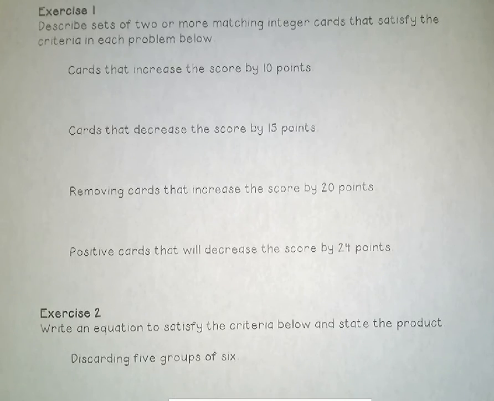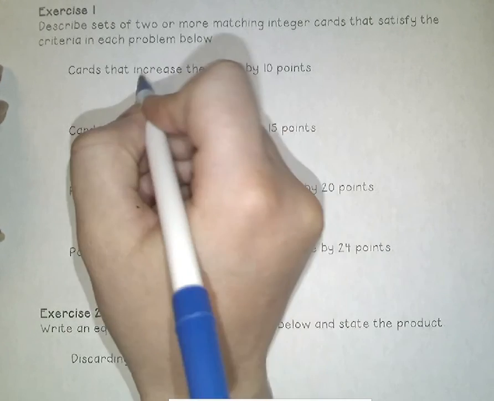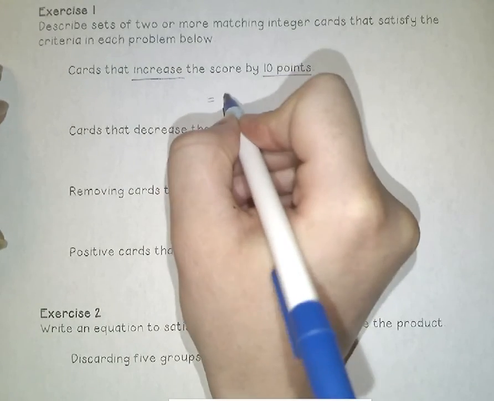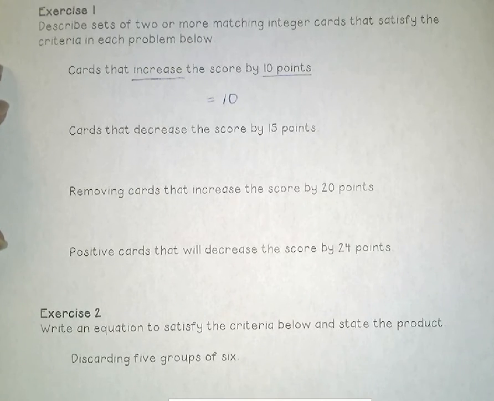Okay, so now let's apply these. Exercise 1. Describe sets of 2 or more matching integer cards that satisfy the criteria in each problem below. Cards that increase the score by 10 points. Increase the score by 10 points. So my answer has to be positive 10. But I need to do the multiplication. I need to do the sets of 2 or more matching integer cards. So it has to be sets of cards.